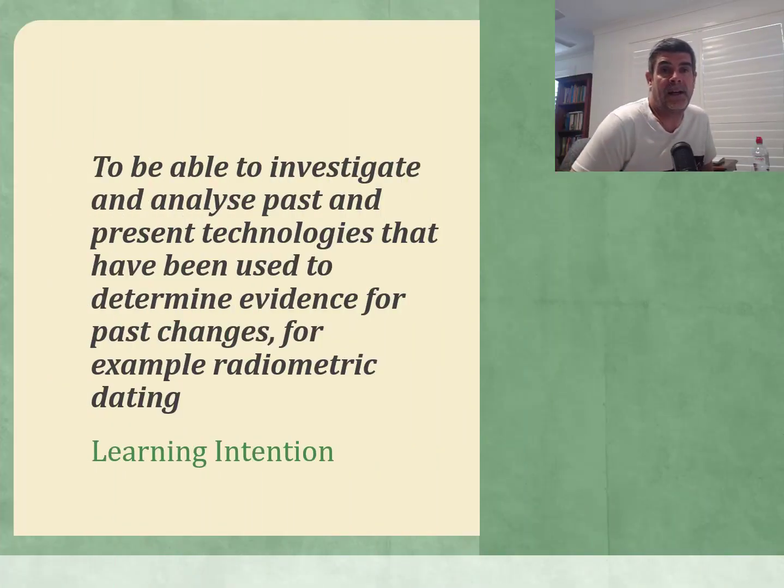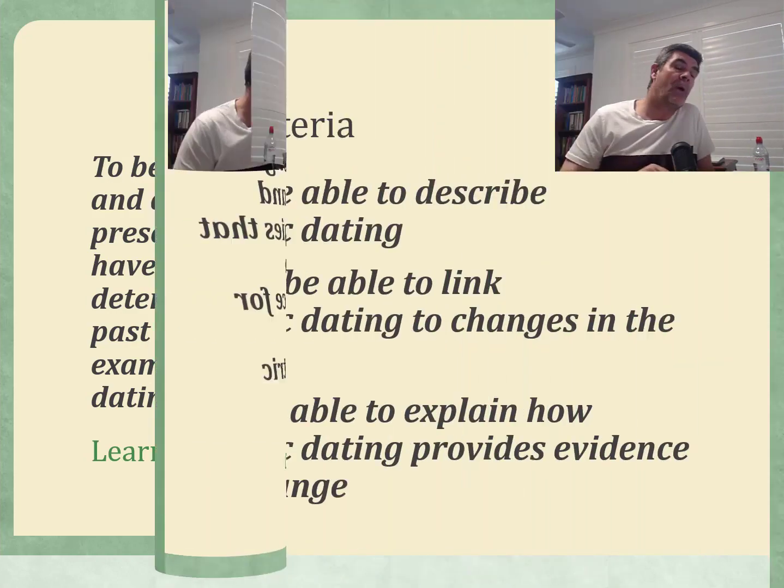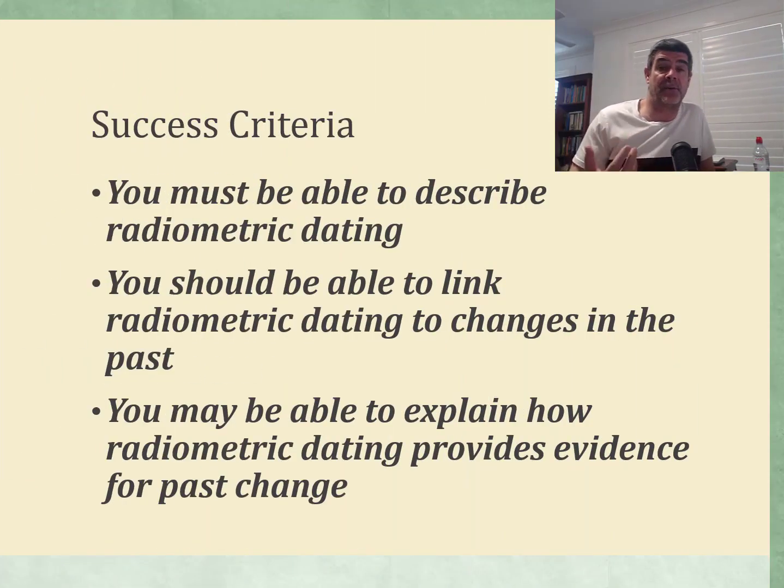So what we are doing is to continue to investigate and analyse past and present technologies that have been used to determine evidence for past changes. And one example of those technologies is the technologies that are applied to radiometric dating. What we want you to be able to do is to very briefly describe radiometric dating, to link radiometric dating to changes in the past, and specifically, if you can, explain how radiometric dating provides evidence for past changes.